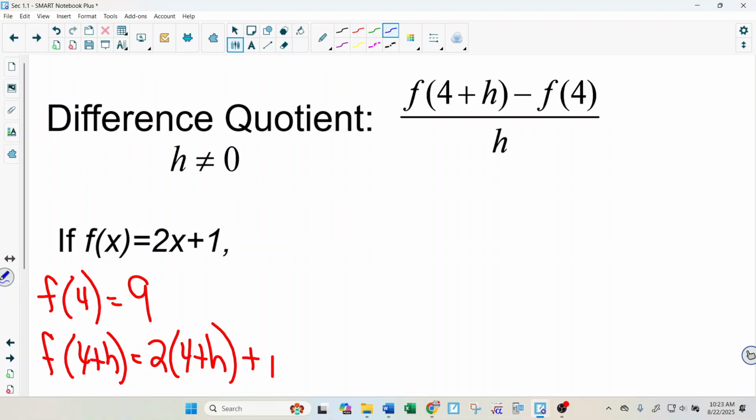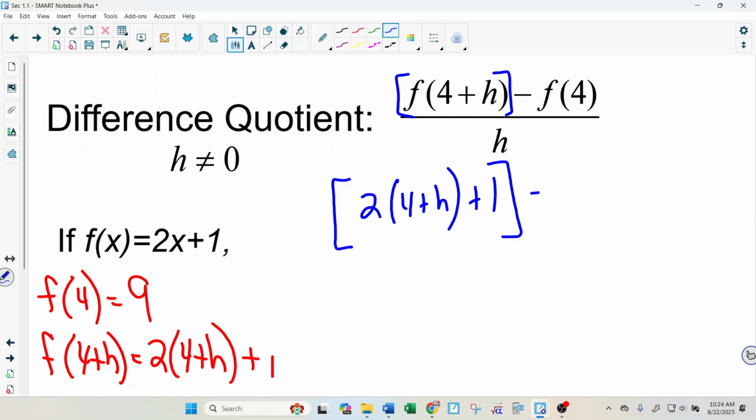These problems are really just a lot of algebra from algebra 2 and stuff. So we plug those two in there. Okay. Now we come over here. The first one, I want to put brackets around and have 4 plus h, which would be 2 times 4 plus h, plus 1.